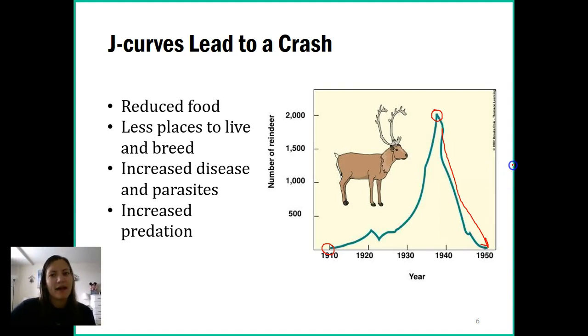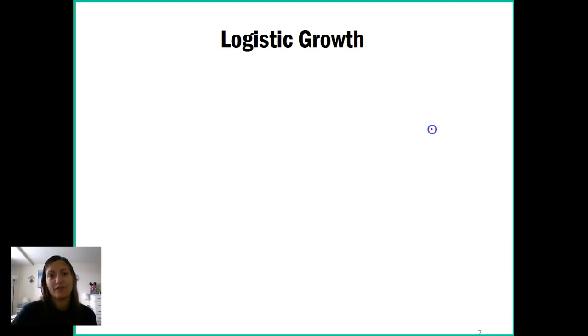That sounds kind of bad, but at the same time, they weren't on that island to begin with, so I guess nature fixed it, so to speak. But we see this all the time. Yes, we see exponential growth, but eventually it will lead to a crash. So that's one type of growth.